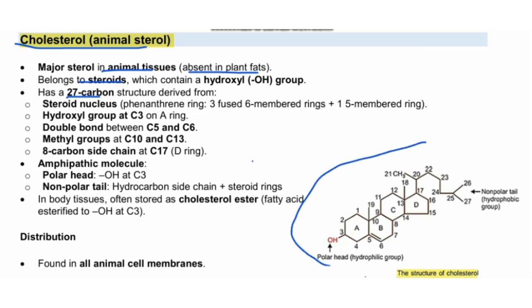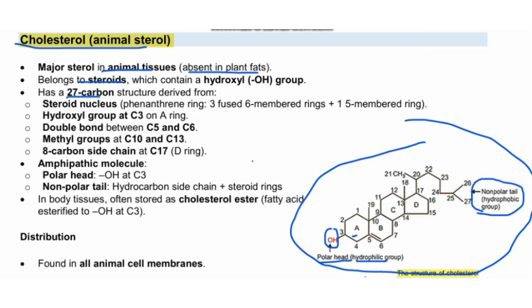Take a look at the diagram. Here it is visible that the hydroxyl group is attached at carbon 3 on the A ring. This is the polar head which loves water, so it is hydrophilic. The rest of the molecule, including the hydrocarbon side chain and the steroid rings, forms the non-polar tail which repels water, so it is hydrophobic. Such molecules which have both hydrophobic and hydrophilic parts are known as amphipathic molecules. So that's why cholesterol is also an amphipathic molecule.